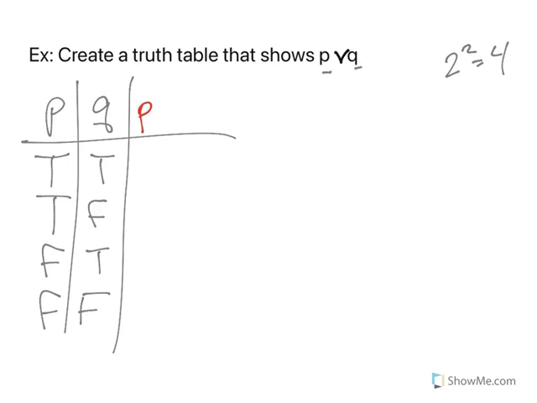Now let's go ahead and do P or Q. Remember, only one item needs to be true for the disjunction to be true. So in the first one, we have true, true. Well, they're both true, so that's good. Then we have true, false. Yep. False, true. Yep. False, false. That is false. That is the only time that a disjunction will be false.